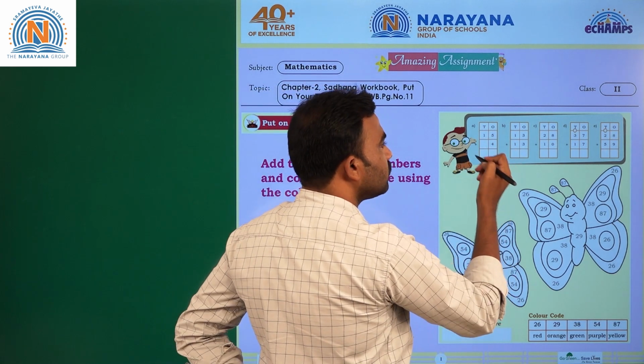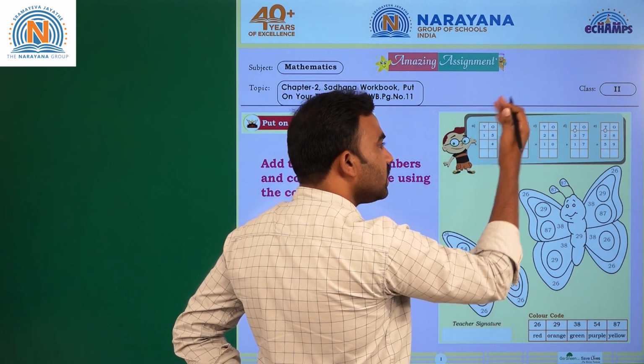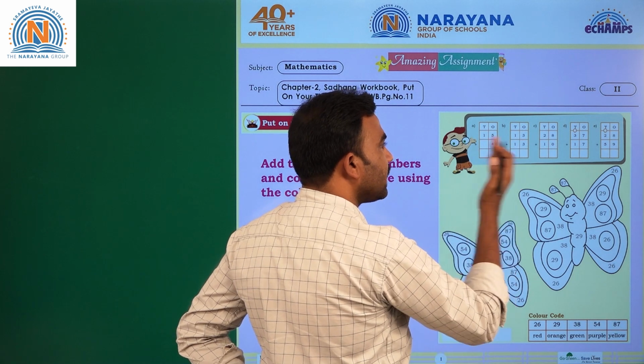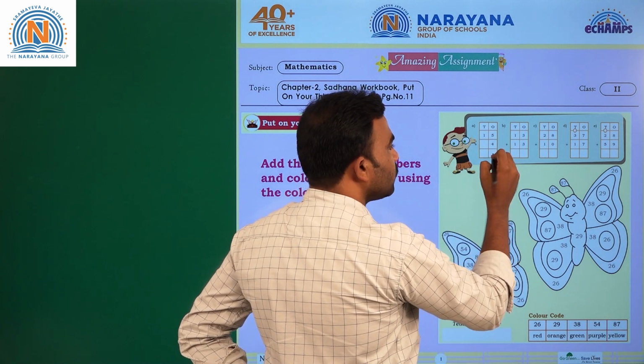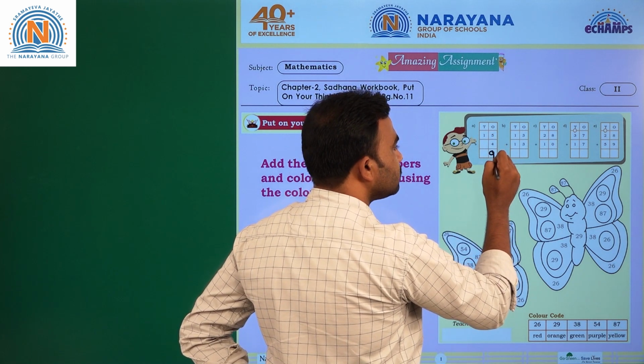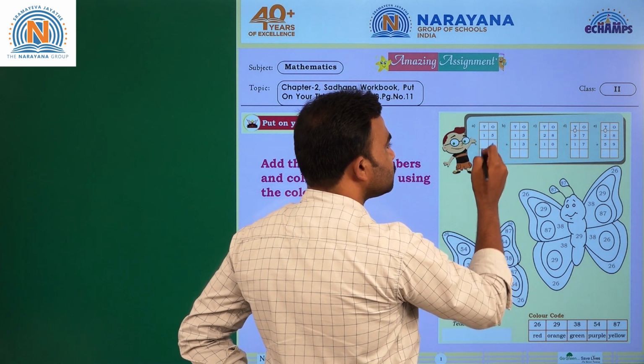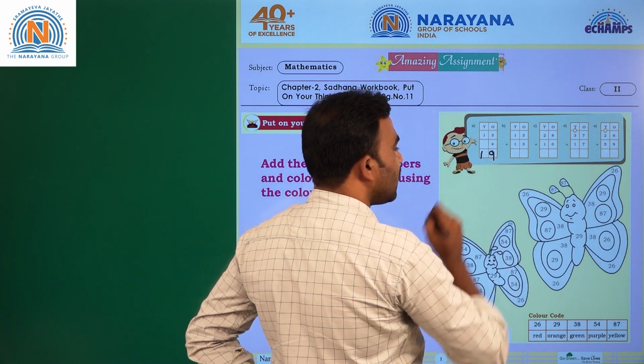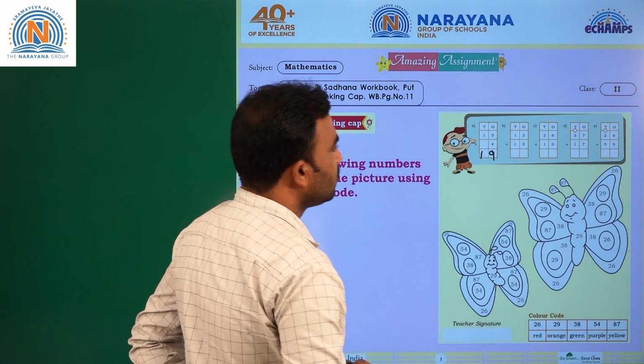Add 15 plus 4. While adding, always start from the ones place, that means right to left. 5 plus 4 is 9. Next, in the tens place we have only one. Answer: 19.